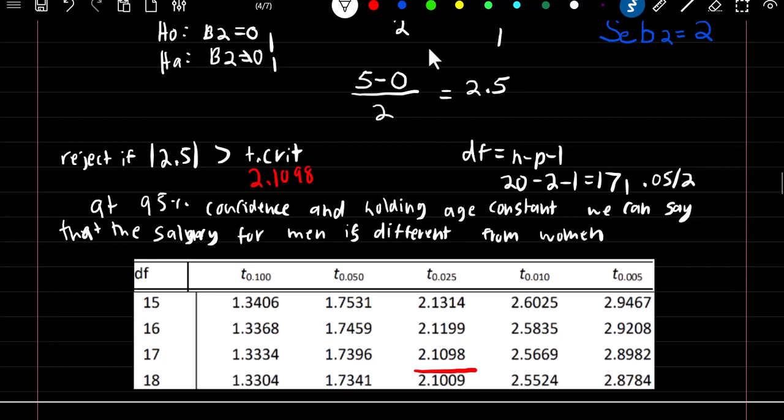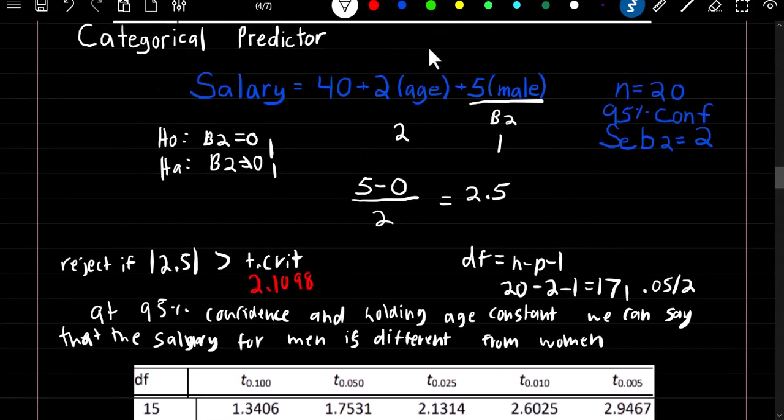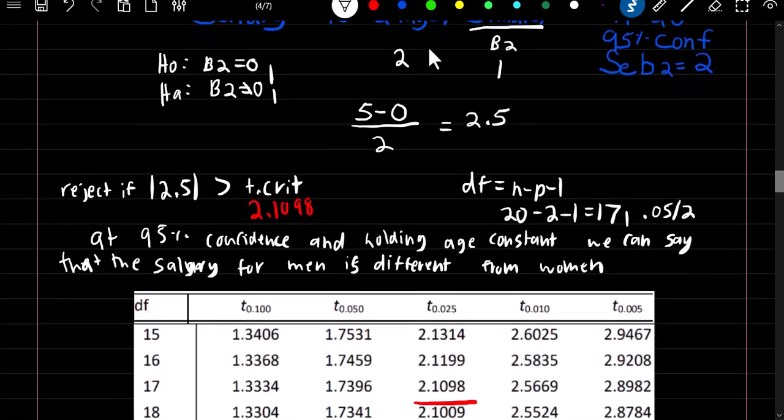Now what if instead we wanted to form the hypothesis that the salary for men is greater than women? You could do the exact same thing, you would just do a one-tailed test. The only thing that would really change is the critical value, because you're using one tail instead of two.